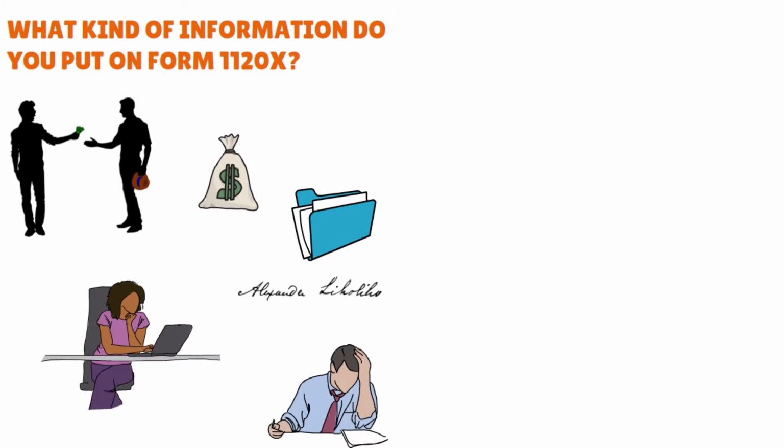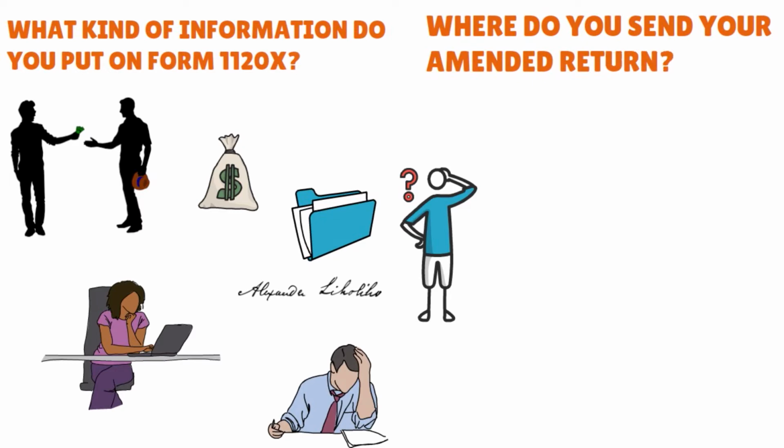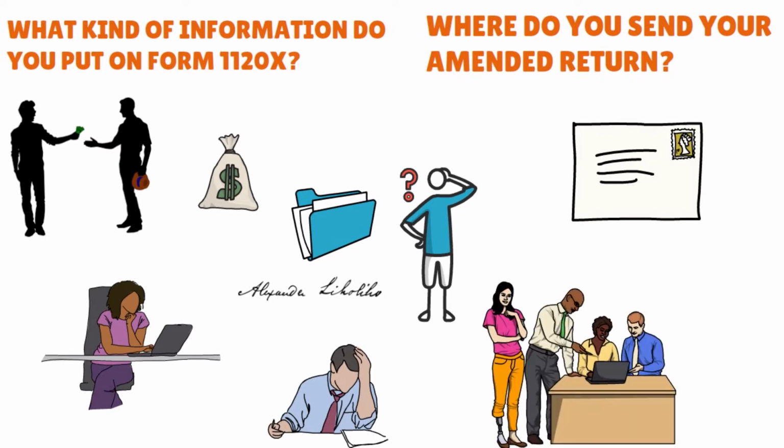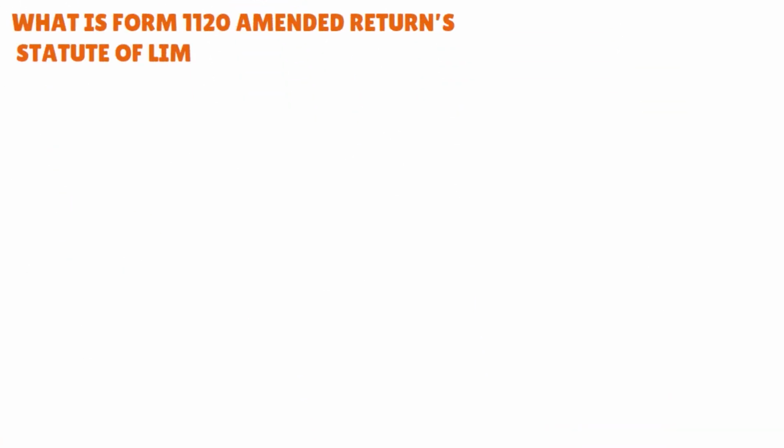And other pivotal questions: where do you send your amended return? According to the IRS, you need to send your Form 1120 amended return to the IRS, and you've got to send it to the same address where you send the original Form 1120 return. All right. And what is the Form 1120 amended return's statute of limitations?